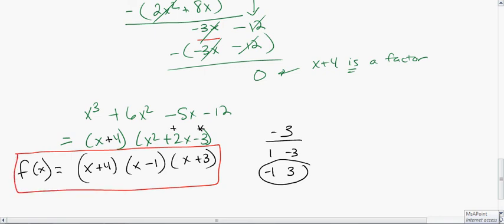All right, I'm going to do one more video, I think, and I will do another one of these factoring a polynomial by using long division. So see you in the next video.